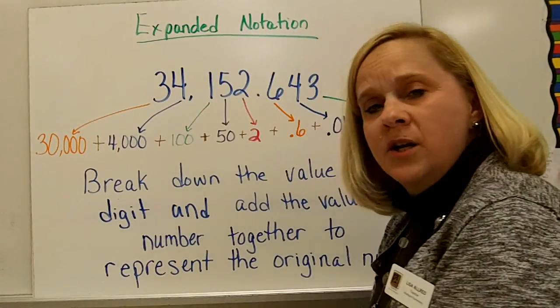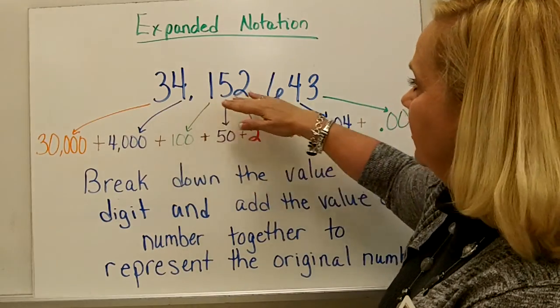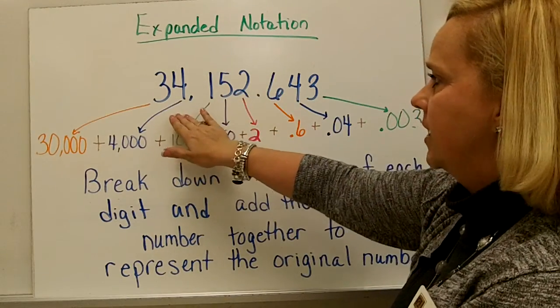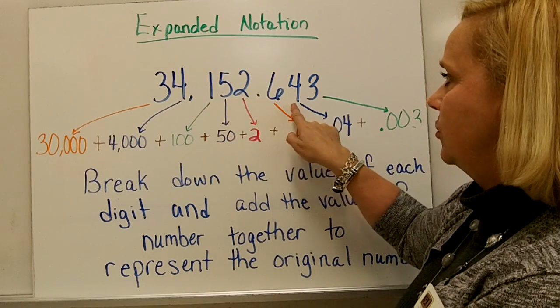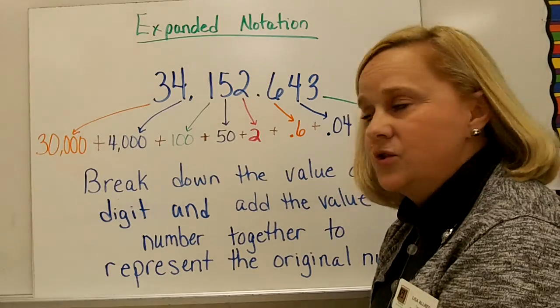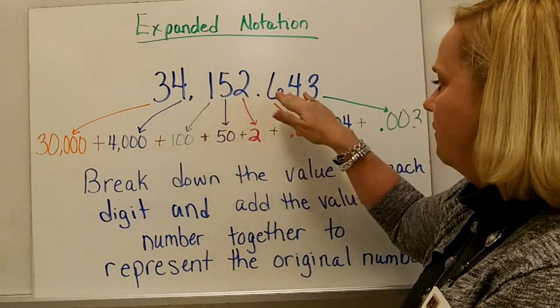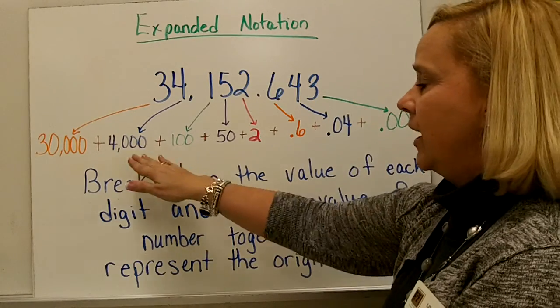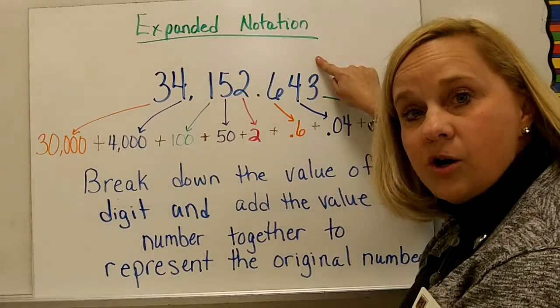All right, one more thing we're going to do today is expanded notation. And notice I have a number here. I have 34,152 and 643 thousandths. So for an expanded notation, you're going to break down the value of each digit and you're going to add them together to equal and to represent the larger number.